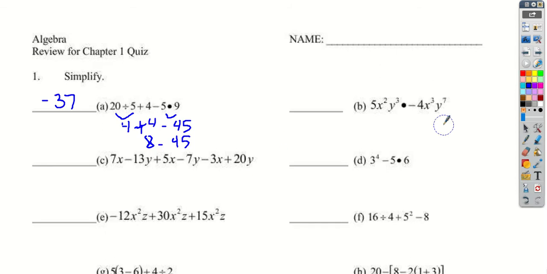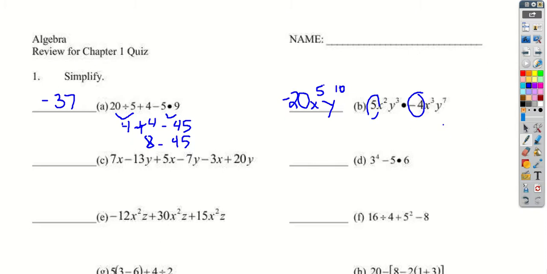All right, for letter B, we're multiplying. Rules for multiplying: we multiply the coefficients, so the numbers in front. 5 times negative 4 is negative 20. And then we have 2 x's here and 3 here, we add the exponents. So that's x to the 5th. Y to the 3rd and y to the 7th become y to the 10th, since 3 and 7 makes 10 when we add them. And we're going to get negative 20 x to the 5th, y to the 10th.